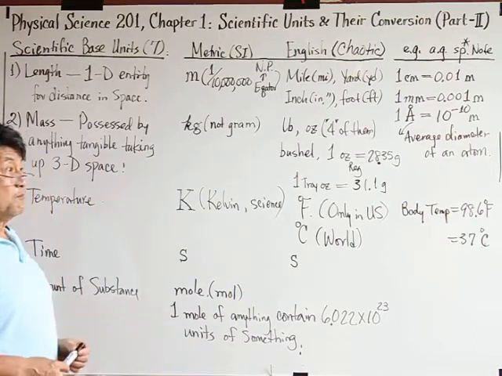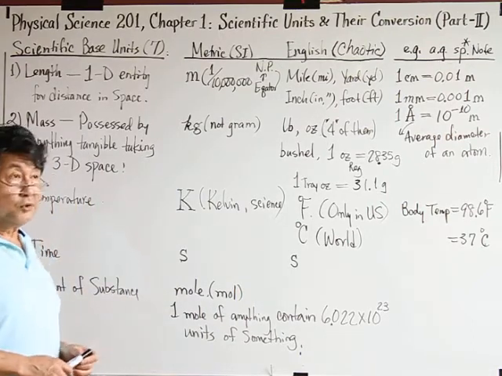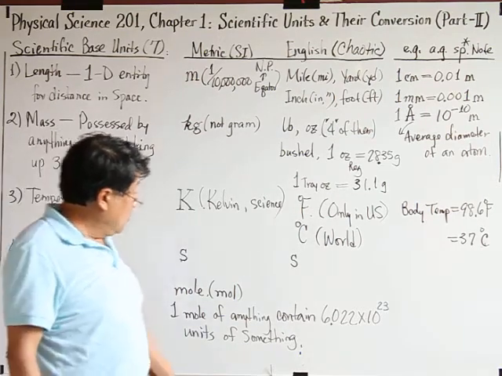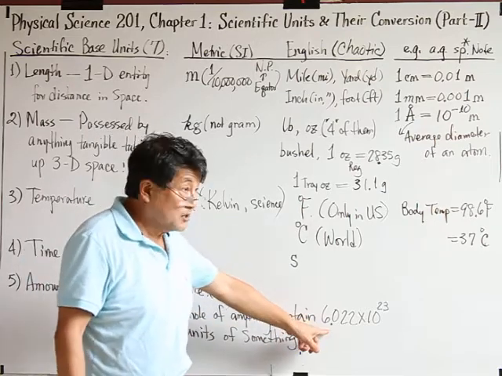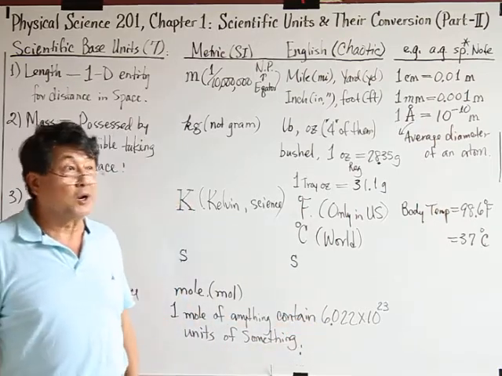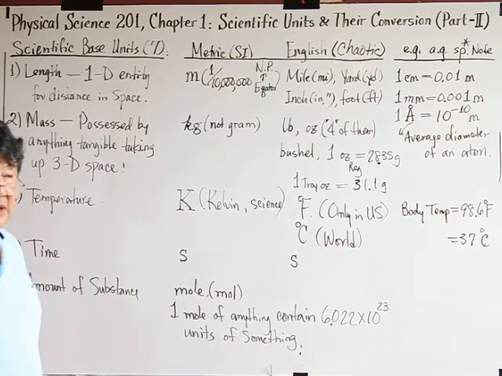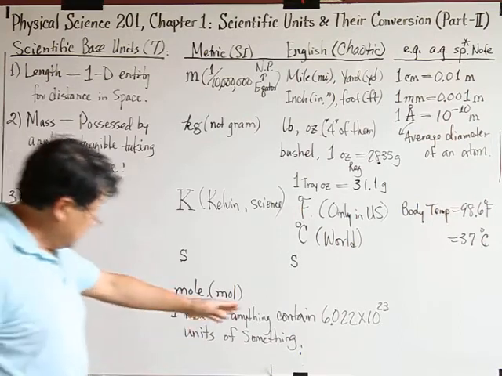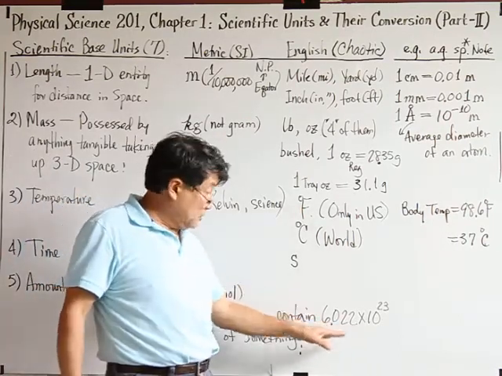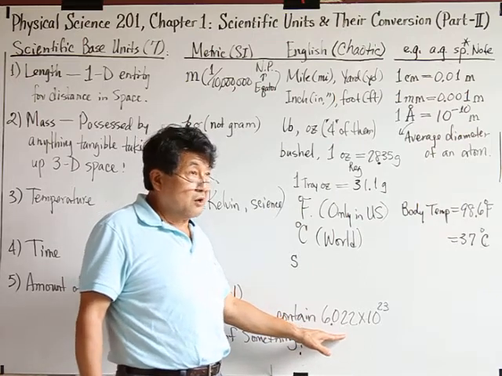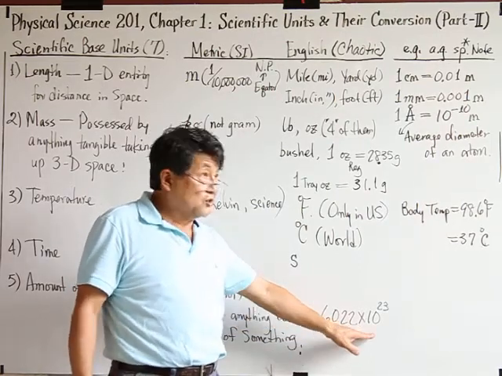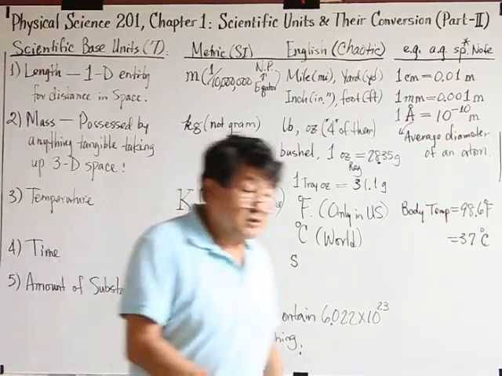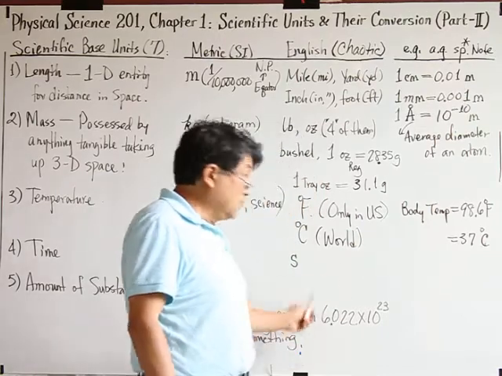If I have 2 moles of markers, then 1 mole is 6.02, so 2 moles will be twice this number. 2 times 6.02 becomes 12.044, times 10 to the 23rd. By the definition of scientific notation, it has 2 terms. The first term has to be less than 10 and larger than or equal to 1, and the second term is the power of 10, here 10 to the 23rd.